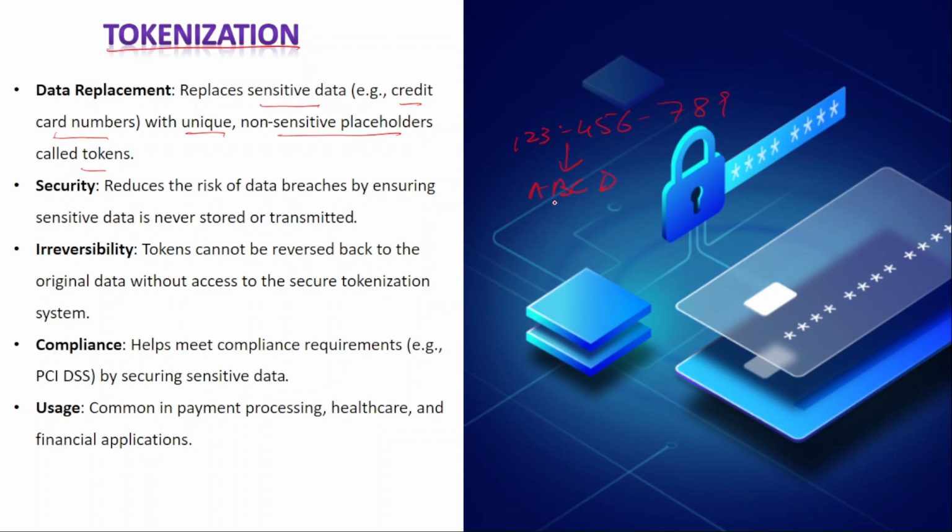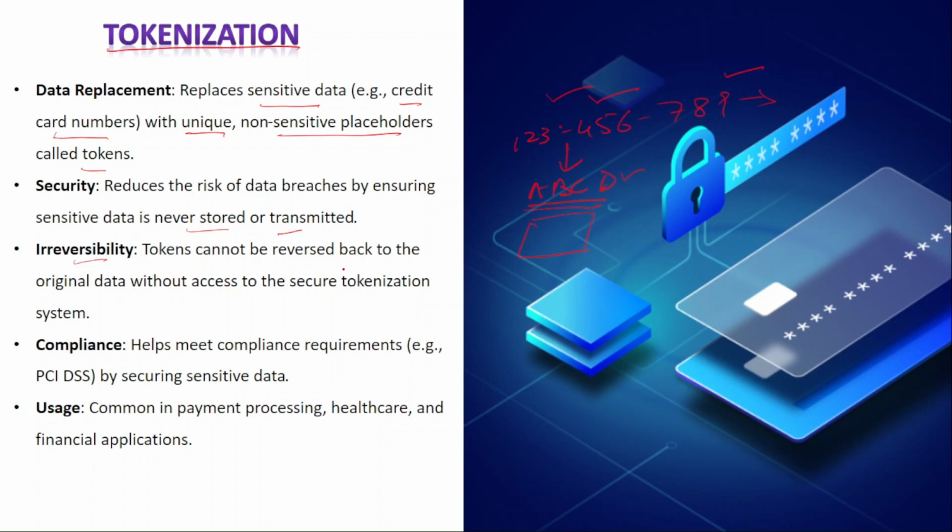And remember, this mapping is stored in a separate database, and whenever the actual credit card number is required, it is extracted from this database, because the database also contains this token. Security: it reduces the risk of data breaches by ensuring sensitive data is never stored or transmitted. So this token is used for all purposes, and the actual data is not exposed to the risks.